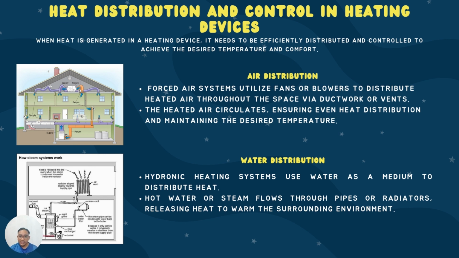The ductwork acts as a network of pathways that deliver the heated air to different areas or rooms in the building. Vents or registers are strategically placed to release the warm air into the desired space. The heated air circulates and fills the room, ensuring even heat distribution and maintaining the desired temperature. An air filter may also be incorporated in the system to improve air quality by trapping dust, allergens, and pollution.